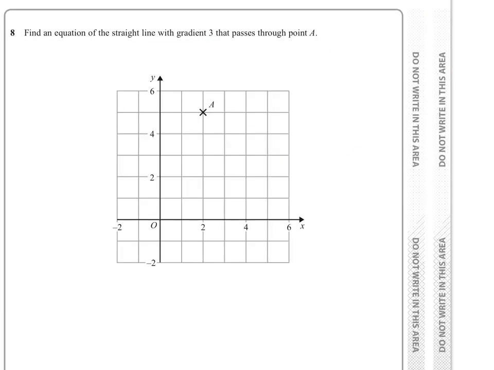Question 8. Find an equation of the straight line with gradient 3 that passes through point A. Well, if you had a gradient of 3, that means for every 1 you go along, you'd have to go up by 3 times as much. And that wouldn't be very good to do in this particular case. So why not go back 1 and down 3? And then you can draw your straight line.